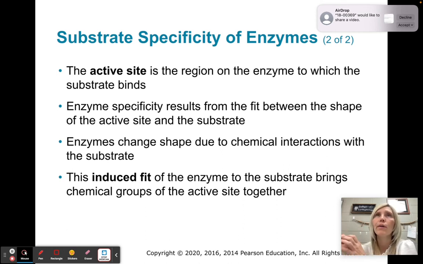I think of this kind of like putting a glove on my hand before I do a lab. It's not already specifically designed to fit my hand, but once I put it on, it conforms to the shape of my hand and the size of my fingers. This induced fit of the enzyme to the substrate brings chemical groups of the active sites together.